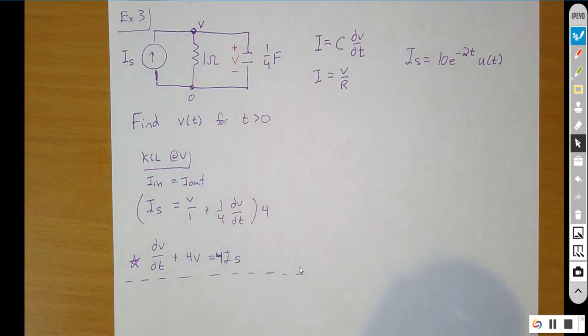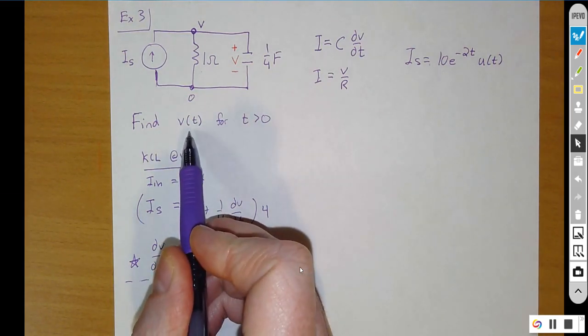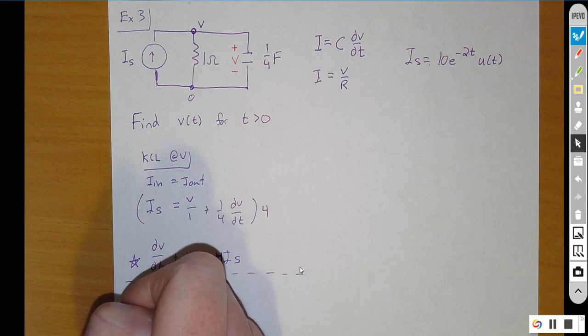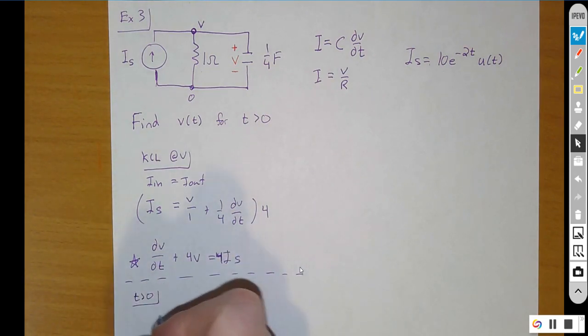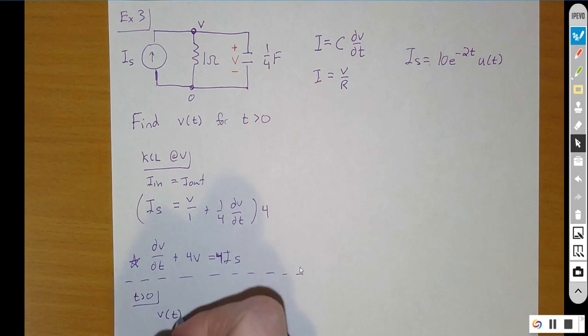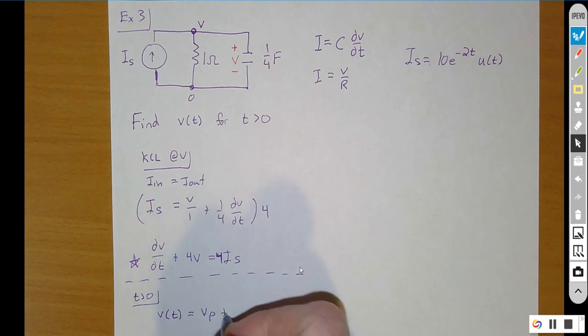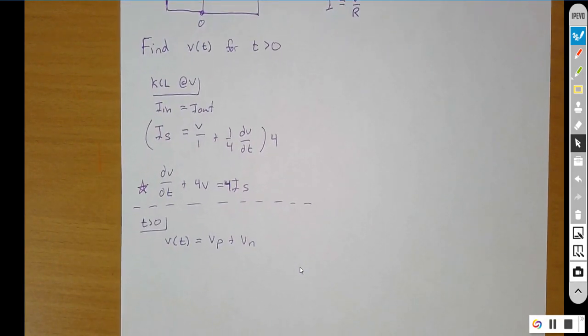So the next thing we're going to do is start trying to find v of t for t greater than 0. So we're going to assume that t is greater than 0. And that means that our function is going to look like v of t is equal to v particular plus v natural. We talked about this back in section 14, that these first order linear differential equations will take this form.